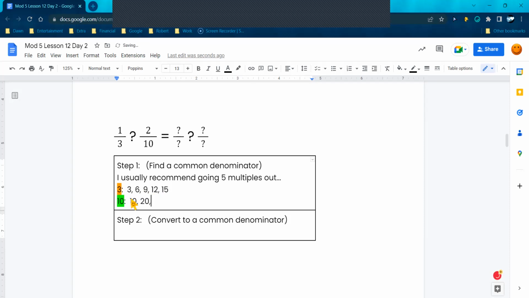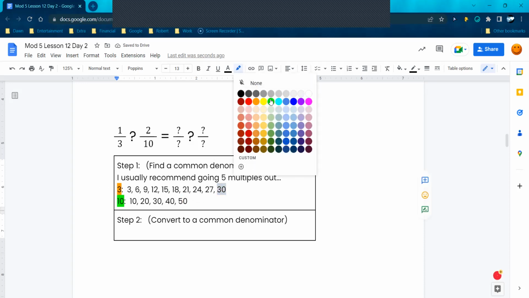10, 20, 30, 40, 50. I did 10 out there too. But if you notice, I don't have anything in common yet. So I'm going to go back to the 3, you guys, and keep going until I can find something in the 10. 15, 18, 21, 24, 27, 30. Look, we both have 30.